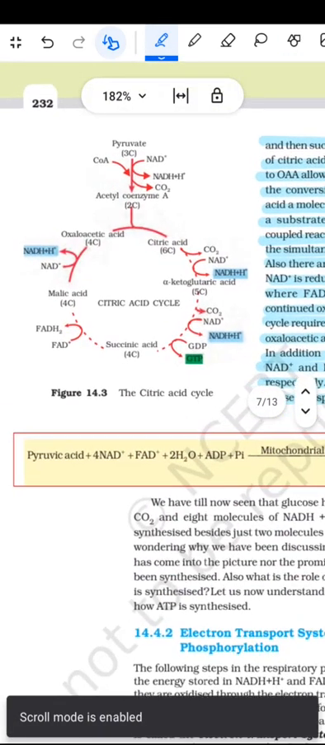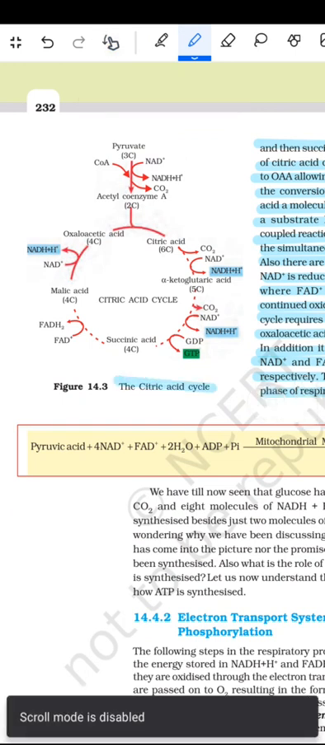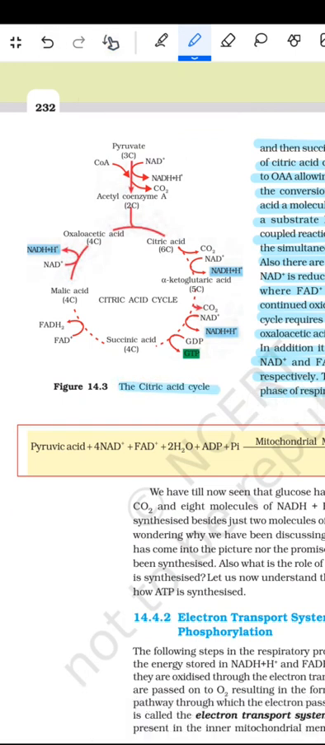फिर ये दिया हुआ है द सिट्रिक एसिड साइकिल का स्ट्रक्चर. सिट्रिक एसिड साइकिल है जो दिए हुए है द सिट्रिक एसिड साइकिल. इसमें क्या हो गया कि पायरुवेट है जो CoA के साथ मिलकर acetyl coenzyme बनाया. फिर acetyl CoA जो है oxaloacetic के साथ मिलकर सिट्रिक एसिड बनाया.